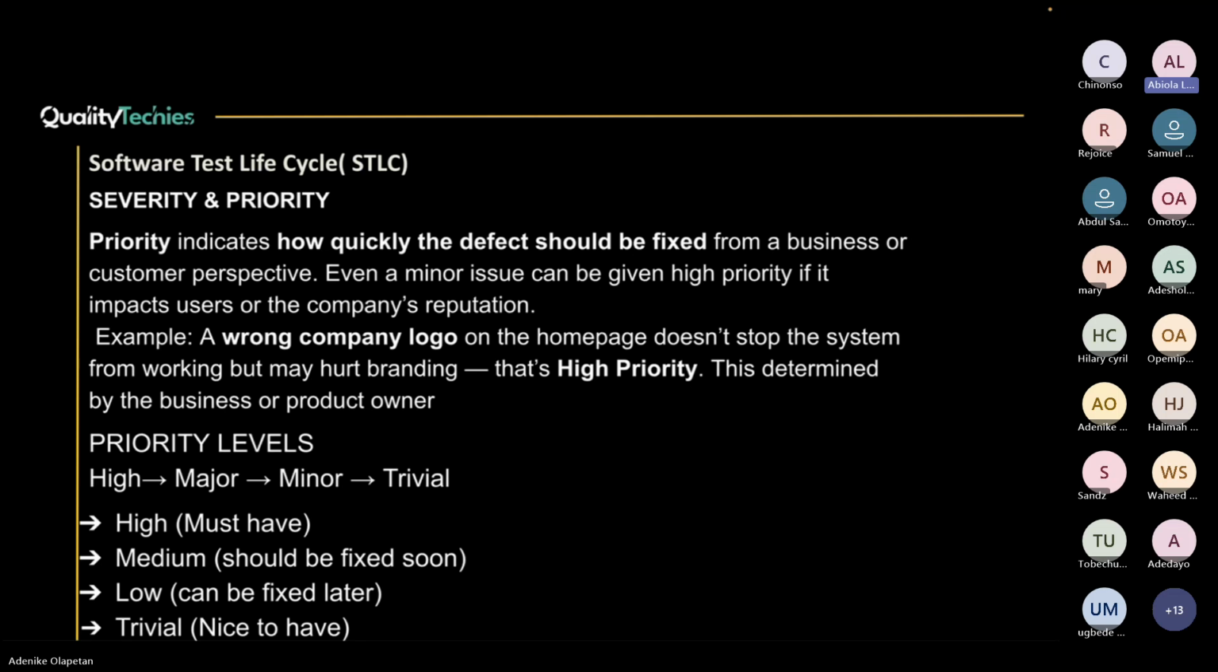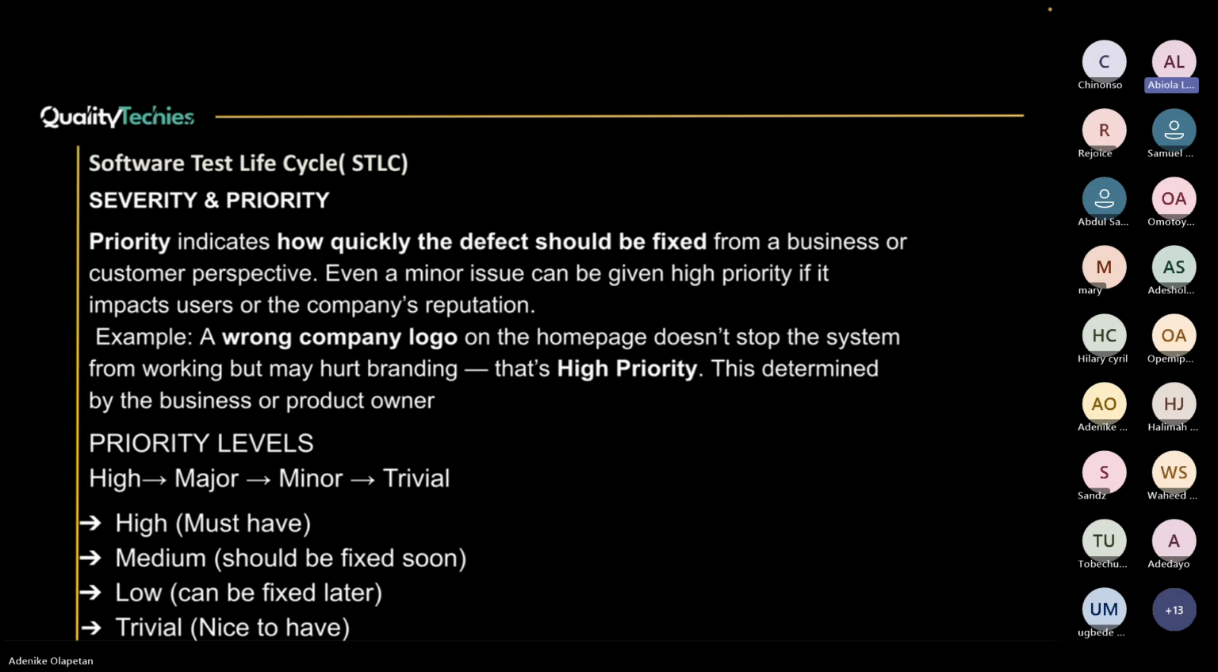So even a minor issue can be given a priority if it impacts users or the company's reputation. You see, if customers cannot log into an application, that's why you see different comments on Twitter. You start seeing that organization trending, that people cannot make transfers, or people cannot even log into the app. The app has been down. So these are priority defects.